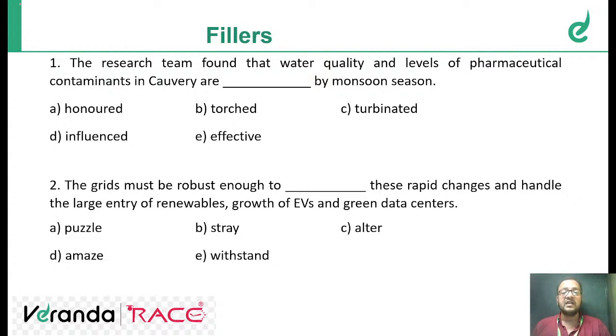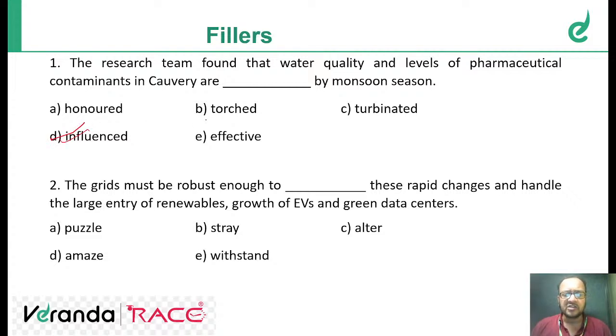So the research team found that the water quality and levels of pharmaceutical contaminants in Kaveri are turbinated. Turbinated is not a word actually. Turbinate is a word which is related to biology, I guess, related to blood vessels or flow of blood. So I think the best word should be influenced by monsoon season, because if in monsoon season there's a lot of rainfall, in that case, the levels of pharmaceutical contaminants and water quality will definitely be affected or influenced. So our answer should be D, influenced.